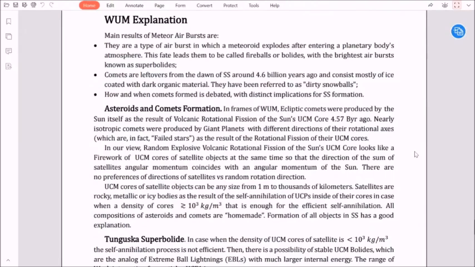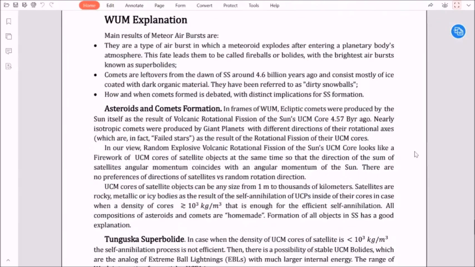In our view, random explosive volcanic rotational fission of the Sun's UC matter core looks like a firework of UC matter cores of satellite objects at the same time, so that the direction of the satellite's angular momentum coincides with the angular momentum of the Sun. There are no preferences of directions of satellites versus random rotation direction. UCM cores of satellite objects can be any size from 1 meter to thousands of kilometers.